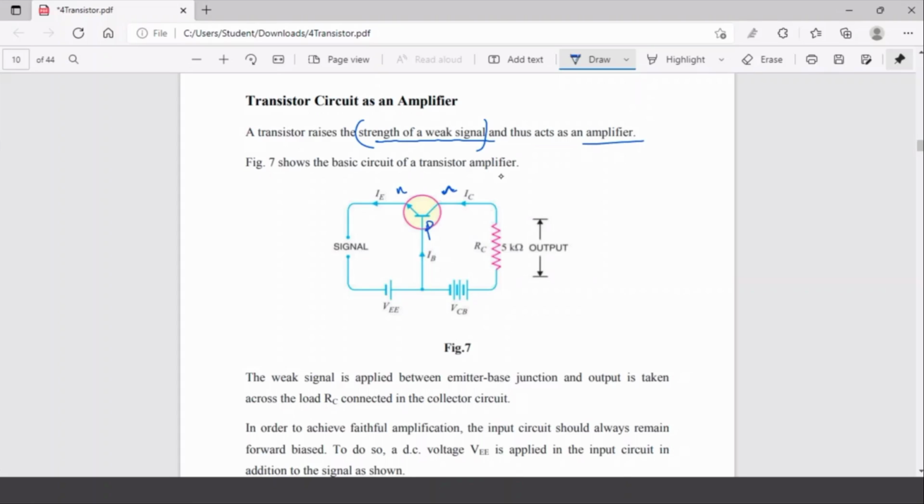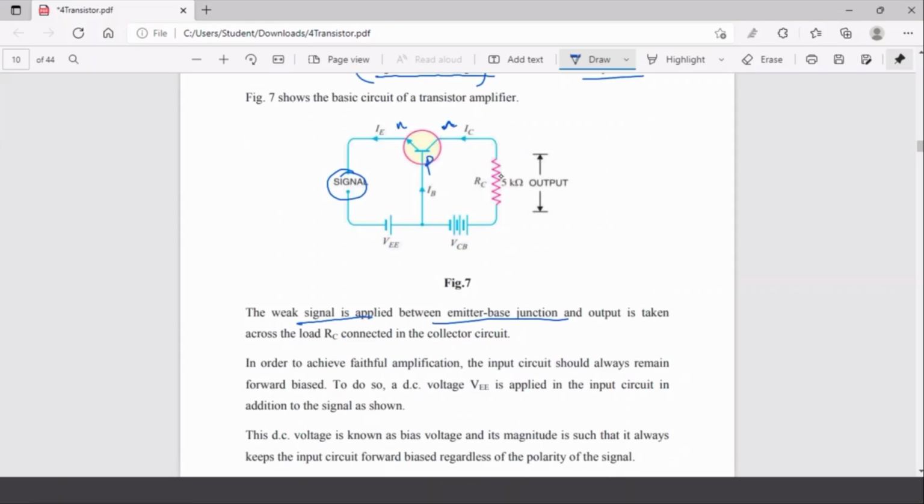Right? So where do we connect our signal? Let's say this is a signal connected between the emitter and base. So the weak signal is applied between the emitter and base region, and output is taken across the collector and base region across a resistance. Here we connect a high resistance, let's say 5 kilo ohm, in the collector to base region. Across this high resistance, we are measuring the output voltage.